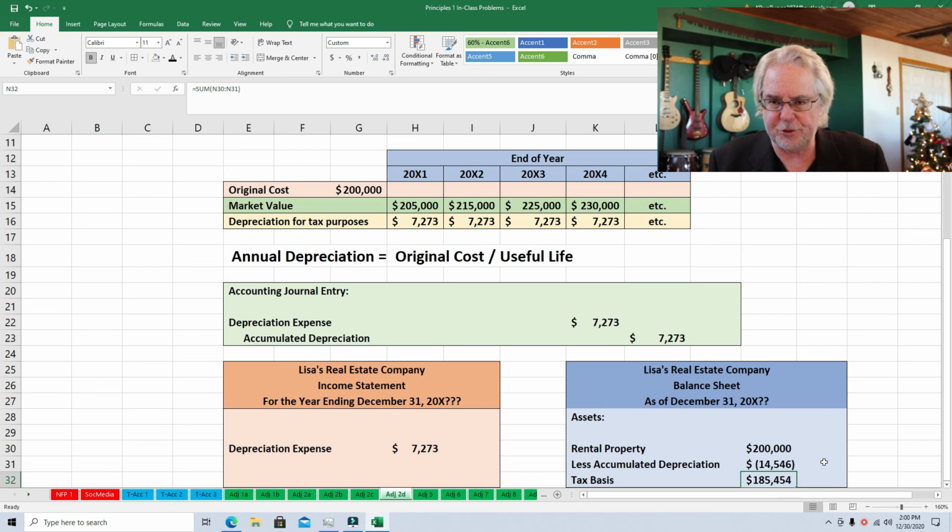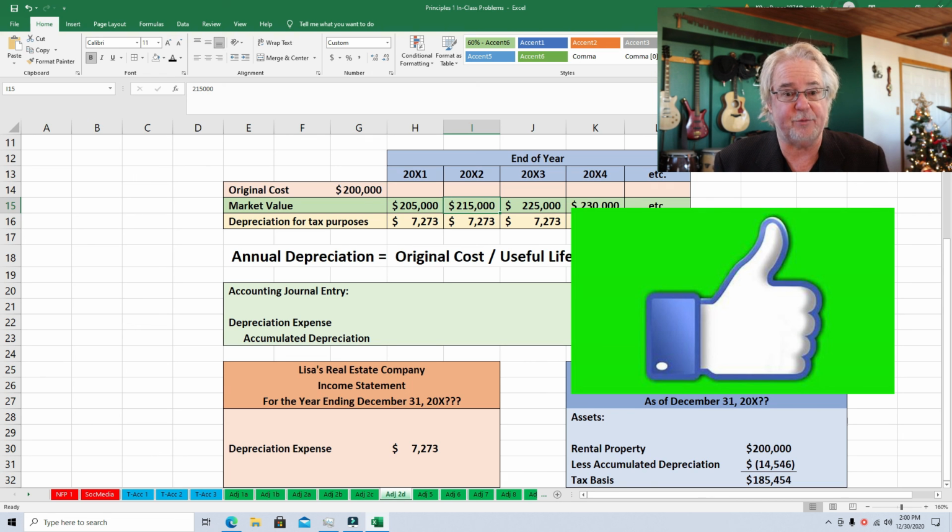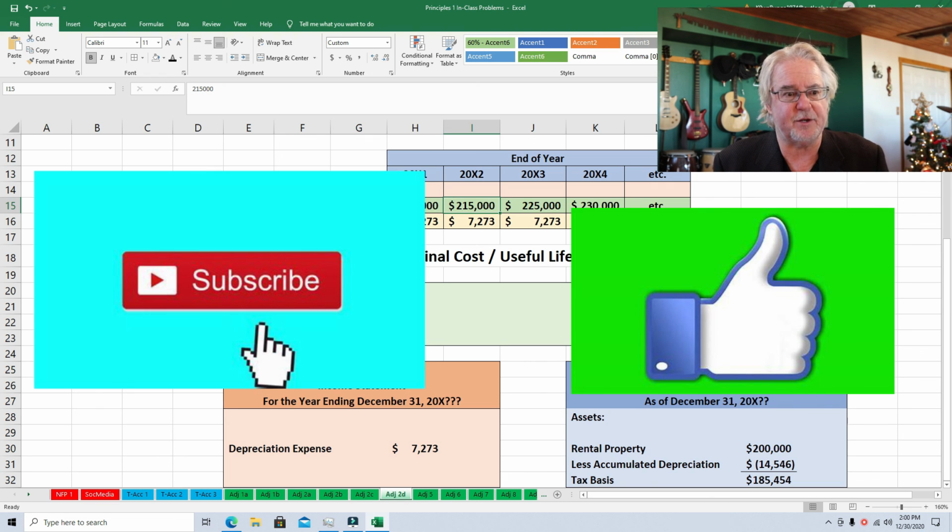And according to the tax rules, according to the IRS, this house is worth $185,454 right down here. But look at this, it went up in value. Wow, what a great thing. So I hope that taught you a little bit about taxes. And hope you'll look into this more. There are a lot of YouTube videos on how to invest in real estate, folks. It is a really wonderful investment vehicle.